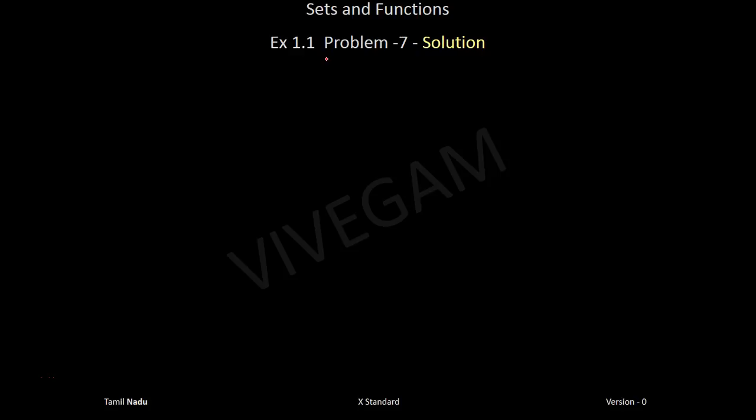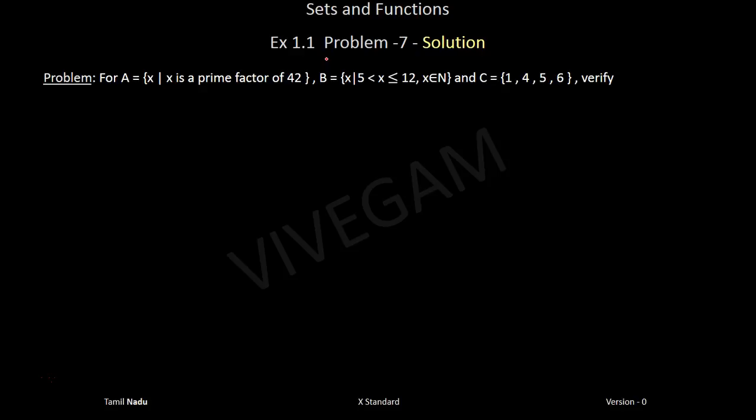Exercise 1.1, problem 7, solution. For set A, which is equal to {x such that x is a prime factor of 42}, and set B is {x such that 5 < x ≤ 12, x an element of the natural numbers}, and C equal to {1, 4, 5, 6}, verify A ∪ (B ∪ C) = (A ∪ B) ∪ C.